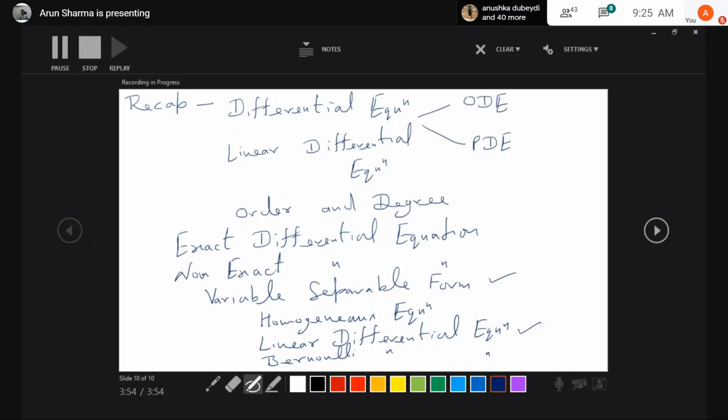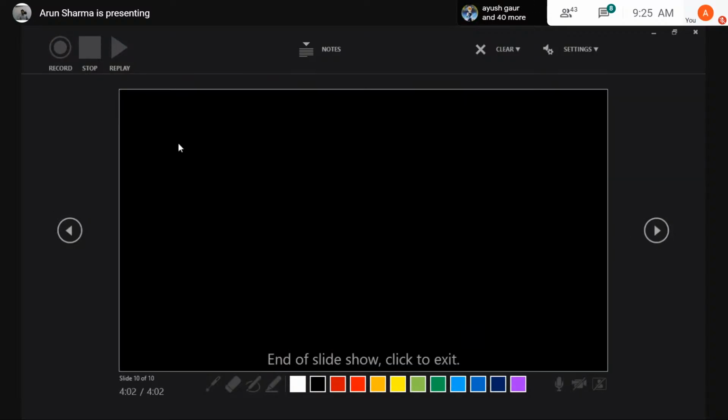These are some basic non-exact differential equations. So let's take more non-exact differential equations and some basics.